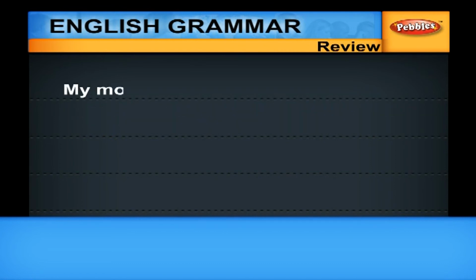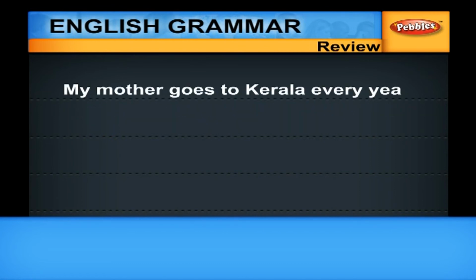My mother goes to Kerala every year. What is the aspect? The aspect is simple. How do you know? You have only one verb goes. My mother being singular, you are using goes, the VS form. You have another indicator here, every year. That means it is a regular habitual action.